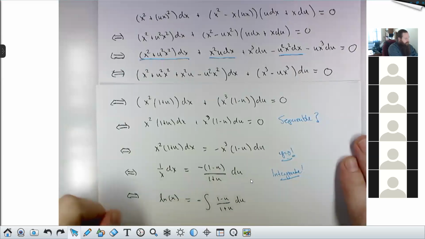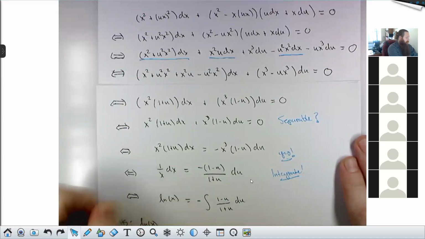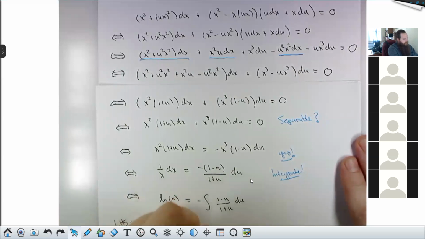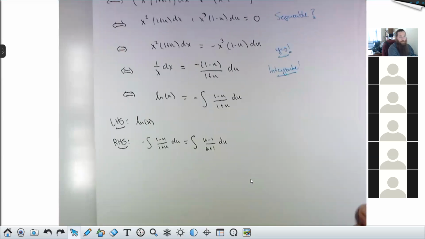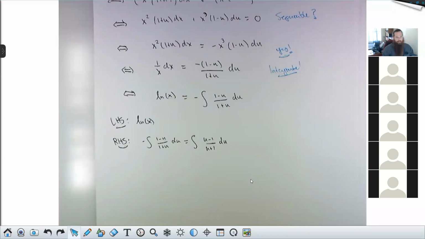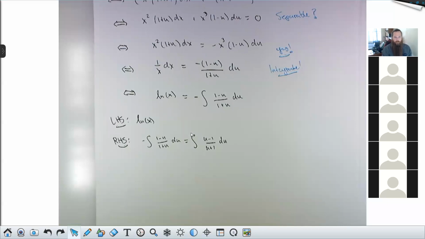So LHS is easy. RHS is negative integral 1 minus u over 1 plus u du, which is integral minus 1 over u plus 1 du. Last call for interaction here. Anybody know how to do this?